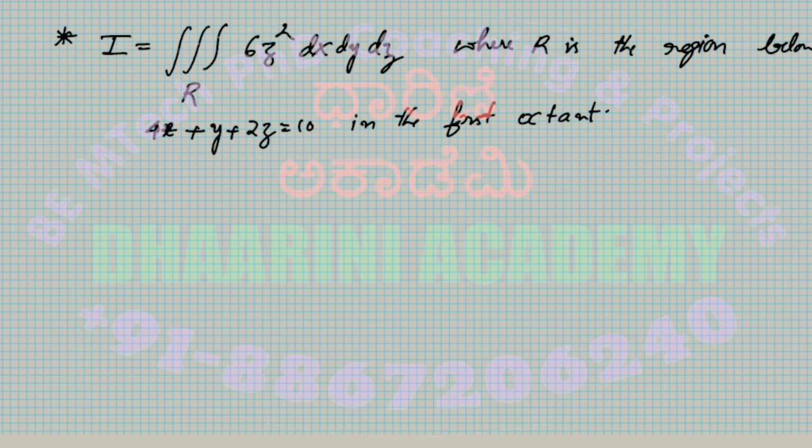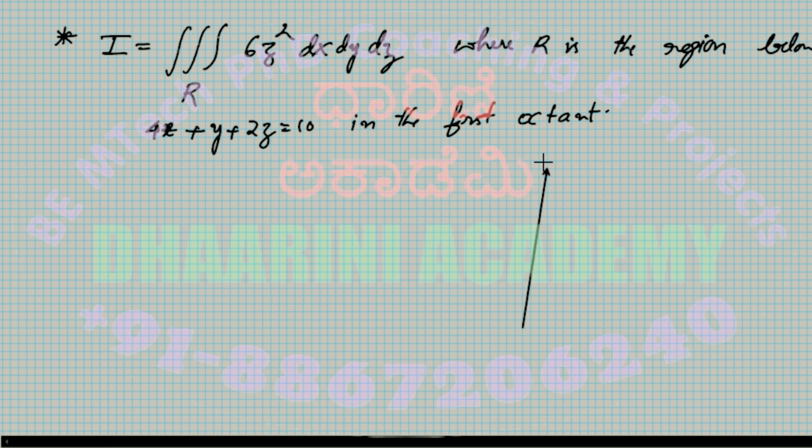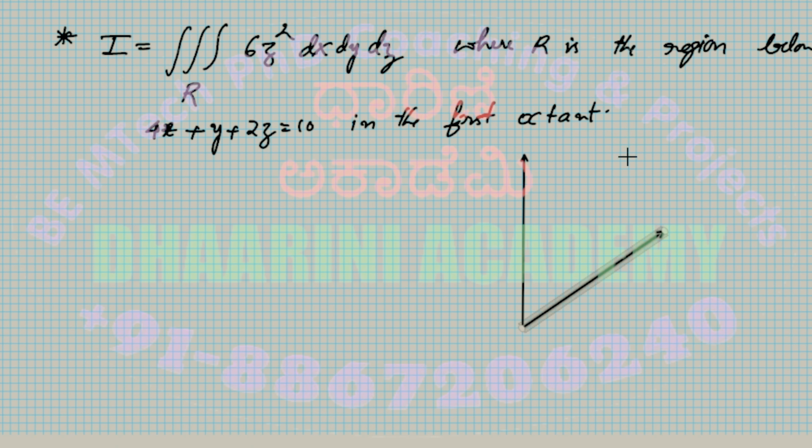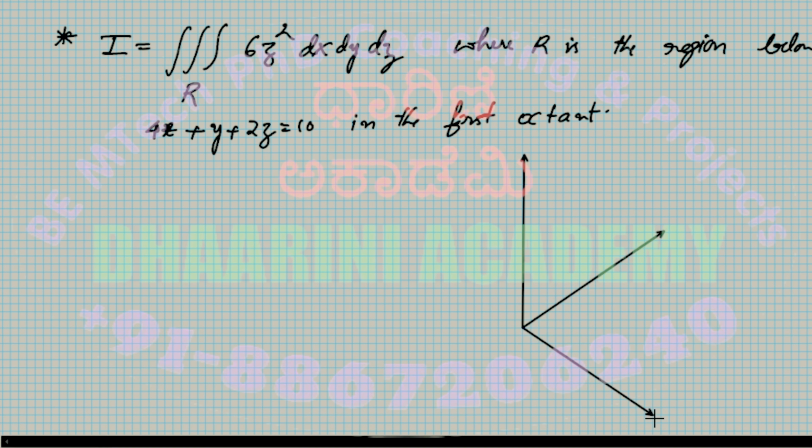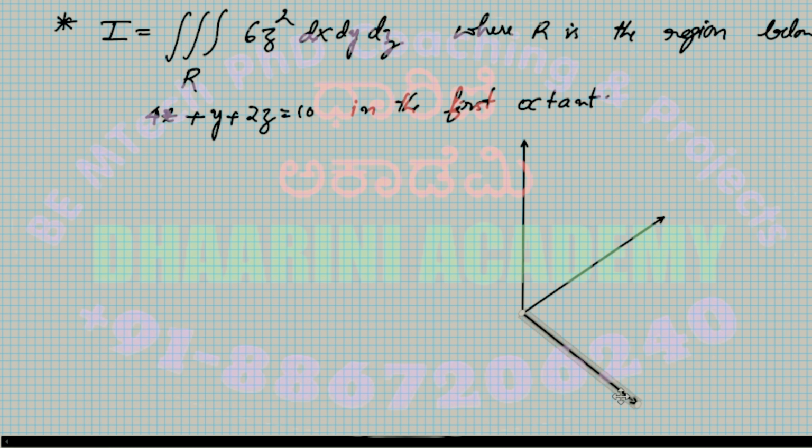Then let's try to draw something. So maybe this is the z-axis. I try to tilt it. It's a bit difficult to draw in 3D, right? Let's try. Okay, so let's say this is the x-axis, this is the y-axis, and the z. Since this is the first octant, all the values will be positive.